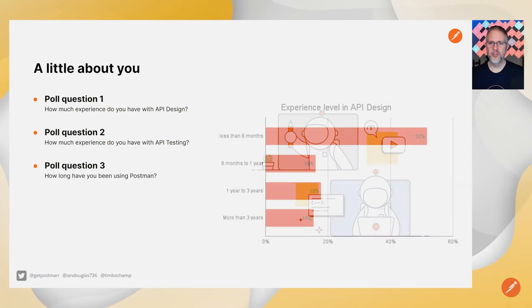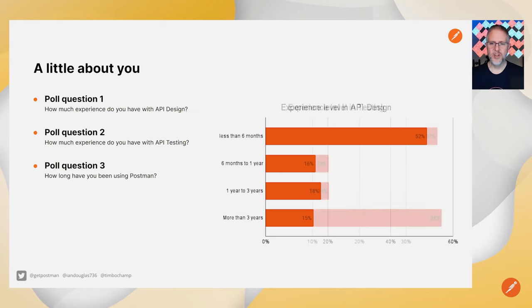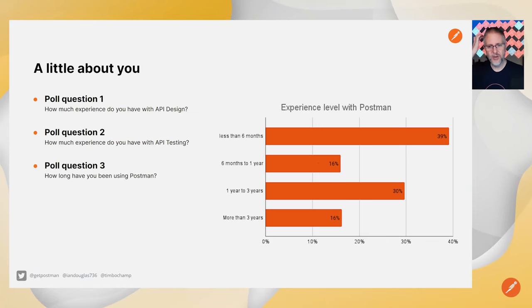We got some really interesting results here. About half of our audience today have less than 6 months of API design experience, and pretty split across the 6 months to 1 year, 1 year to 3 years, and more than 3 years of experience, around 15 to 18% for each of those. The experience with testing, pretty similar kinds of results. We've got some people who are quite new to testing and some folks that have been around testing for quite a while, about 37% each on those, 13% each on the others. And then years of experience with Postman, again, pretty spread out. We appreciate all the folks that have been around Postman for a long time, and we got some good percentages there, but also a handful of folks that are fairly new at Postman as well. So welcome to all of you to the Postman platform.